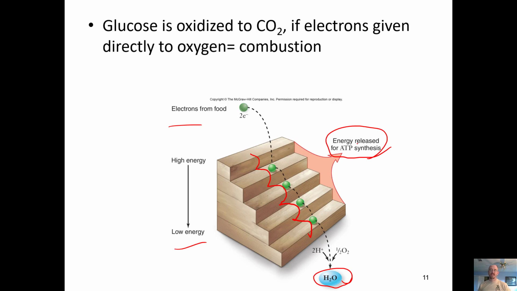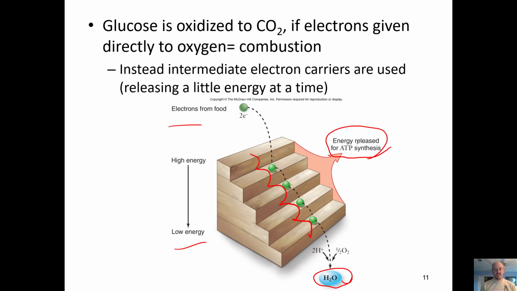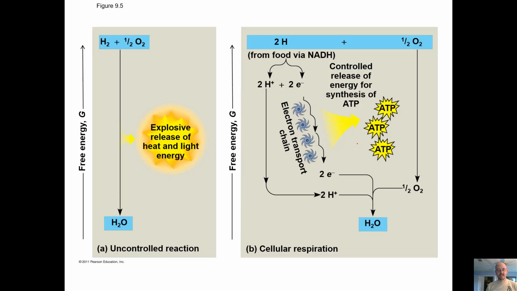So glucose is oxidized to CO2. We've already mentioned that. If those electrons were given directly to oxygen, that would be combustion. But instead, we separate these reactions out into several steps and slow down that release. Intermediate electron carriers are used, releasing a little bit of energy at a time, like going downstairs, and that prevents detonation. Your book has a very similar idea.